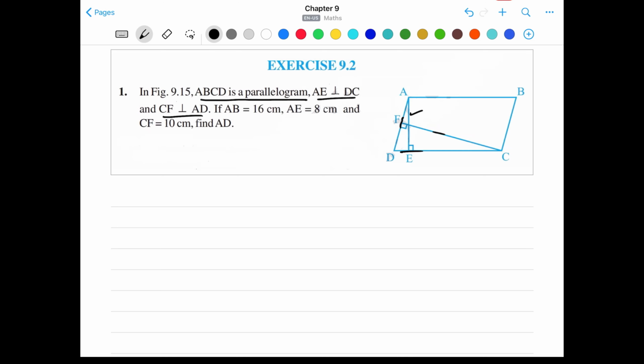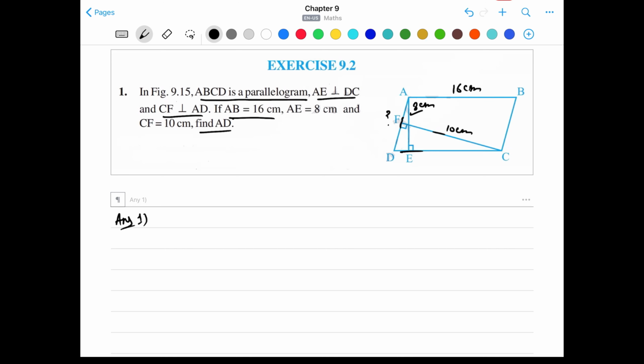We are given that the length of side AB is 16 centimeter. AE is 8 centimeter, and also we are given that CF is 10 centimeter. What we have to find here is the length of the side AD. So let's start its answer number 1.